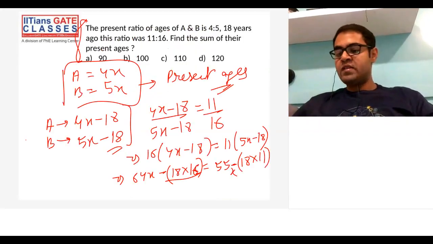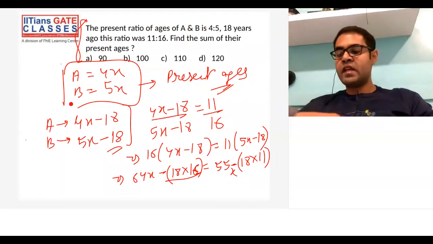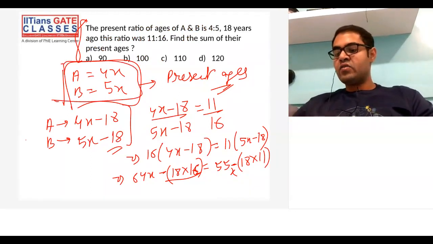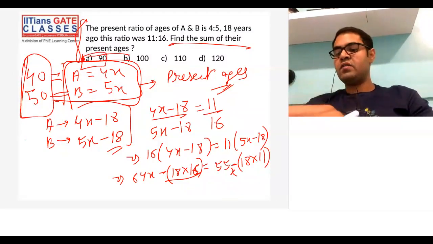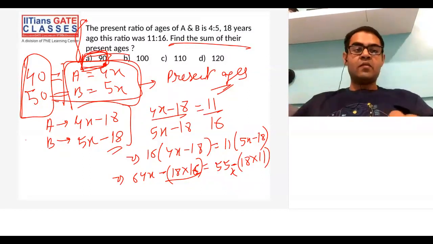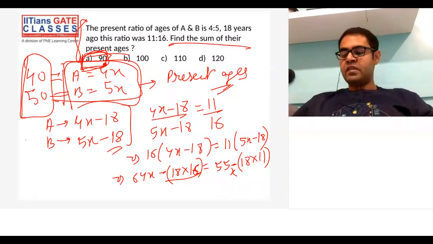So this means x is equal to 10. And what was x? X was this. Correct. So now they are telling you to find the sum of their percentages. So percentage of A will become what? 40. Percentage of B will become what? 50. So now the sum of their percentages is what? 90. So A is the option. They are saying sum of the percentages. So percentage sum is 90.